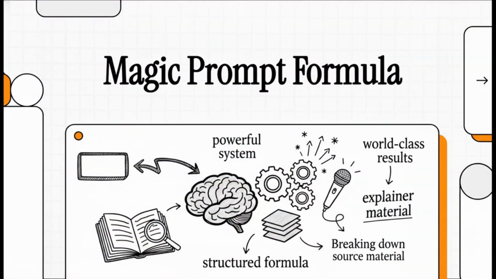This explainer. Today, we're diving into some fascinating source material that is literally going to change how you talk to artificial intelligence. We're going to look at how to completely ditch those boring generic inputs we all use and uncover a powerful system that forces the AI to give you world-class results every single time. So let's dig into the magic prompt formula basics.